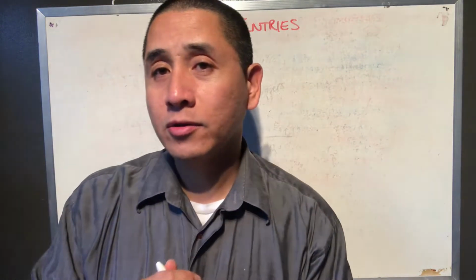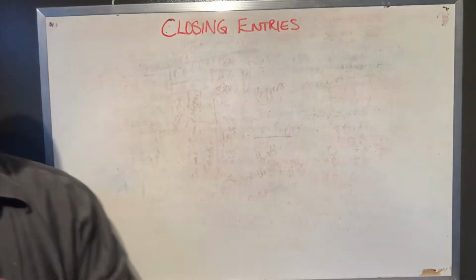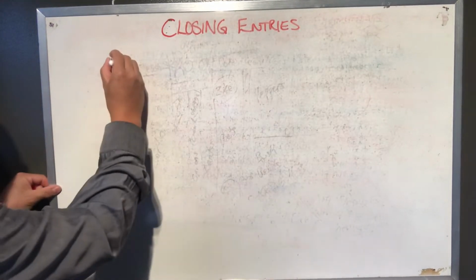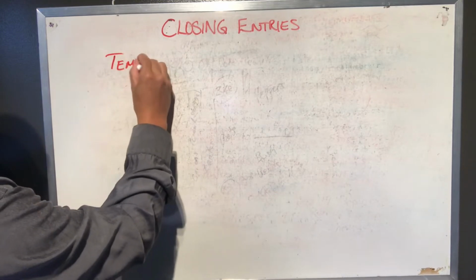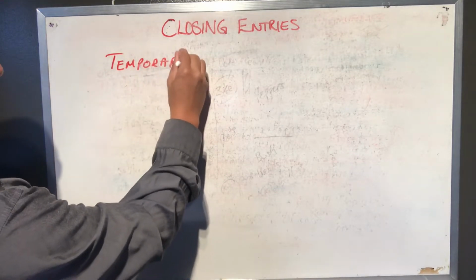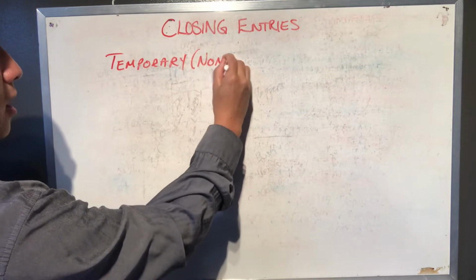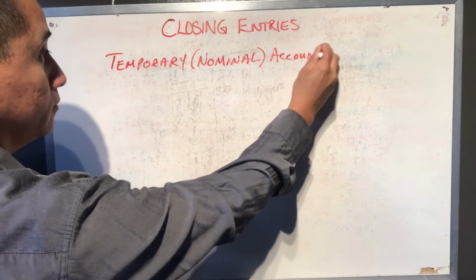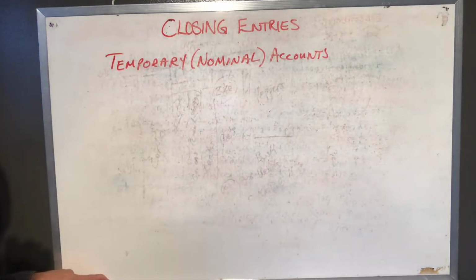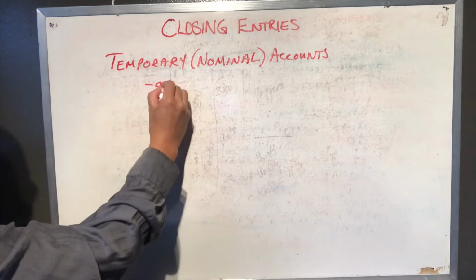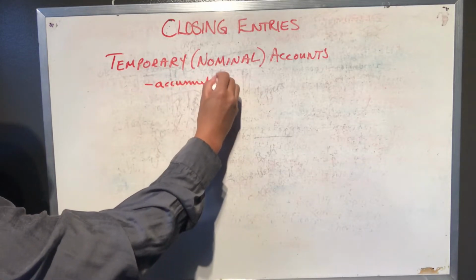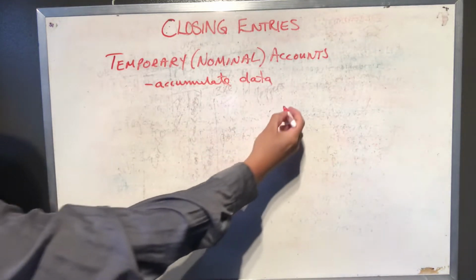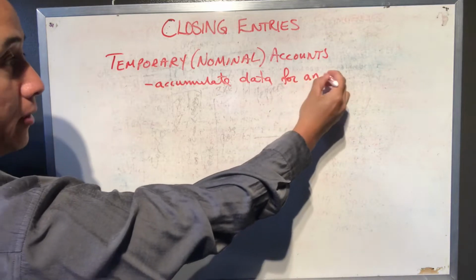But before that, there's a couple of definitions that I'd like to go through so that we can get a better understanding of all this. First of all, we want to go through what are called temporary accounts, or sometimes nominal accounts. So these accumulate data for an accounting period.